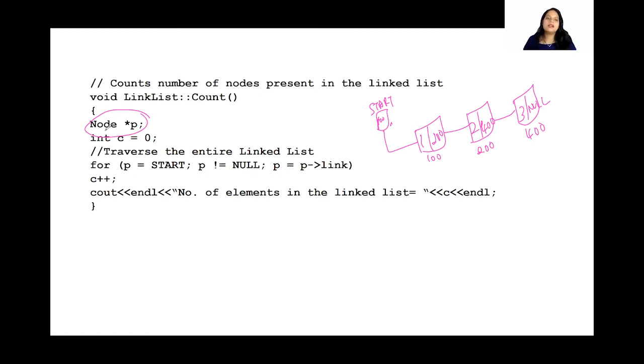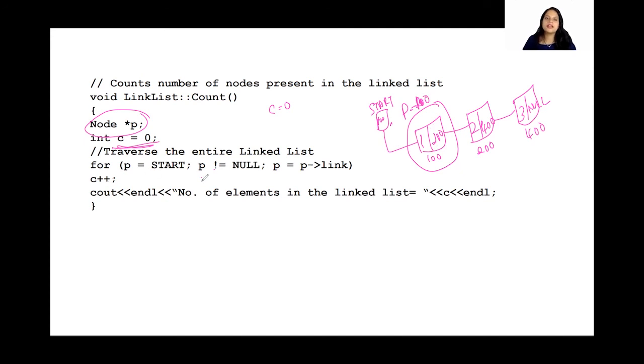Let us count now. I'm saying node star p, so it is going to create a pointer variable, and also I'm declaring c is equal to 0. Now for p is equal to start, my p is over here, so it has a value 100. If p is not equal to null, p is equal to p link. I'm going to go till my p value is not null. So what is the p value right now? It is in 100, isn't it? Which is over here.